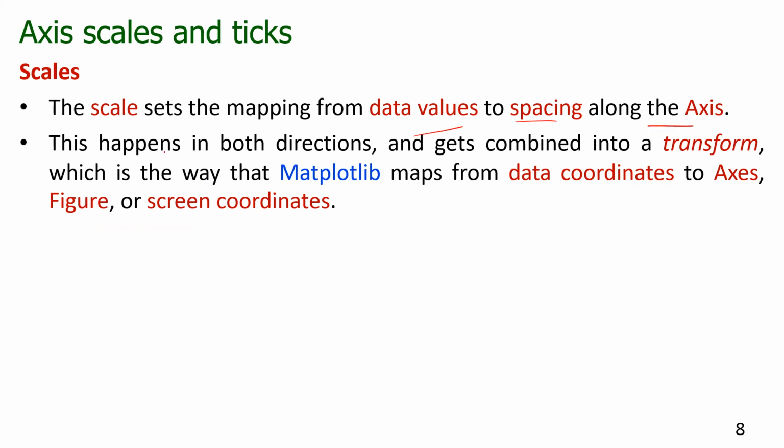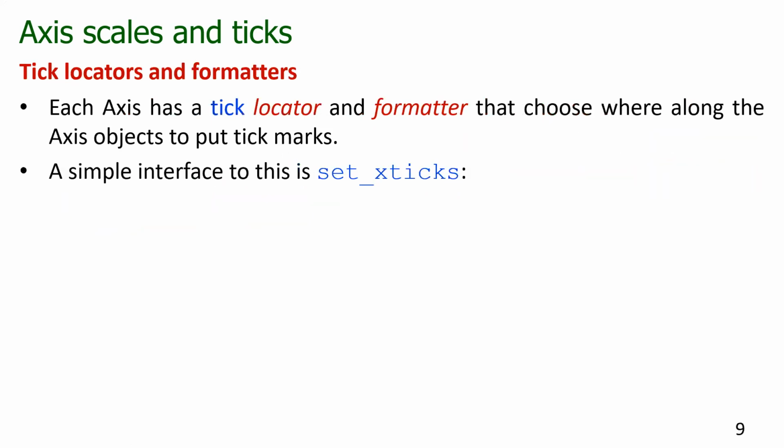So here you can see the scale sets the mapping from data values to spacing along the axis. This happens in both directions and gets combined into a transform, which is the way that Matplotlib maps from data coordinates to axes, figure or screen coordinates. Now you can see tick locators and formatters. Each axis has a tick locator and formatter that choose where along the axis objects to put tick marks. A simple interface to this is set_xticks. The following program demonstrates the use of set_xticks.